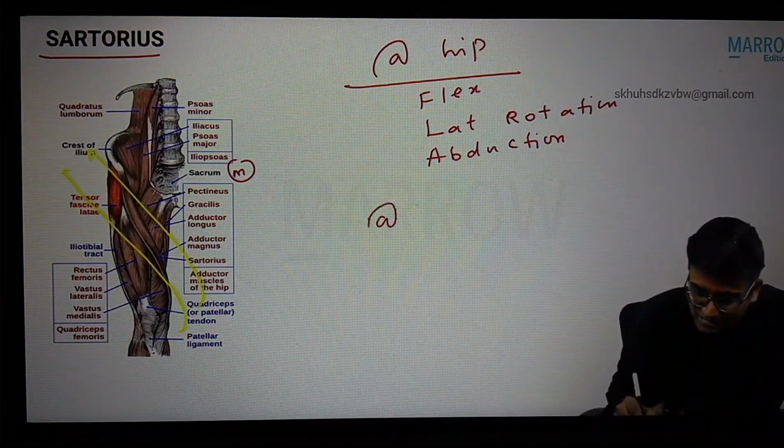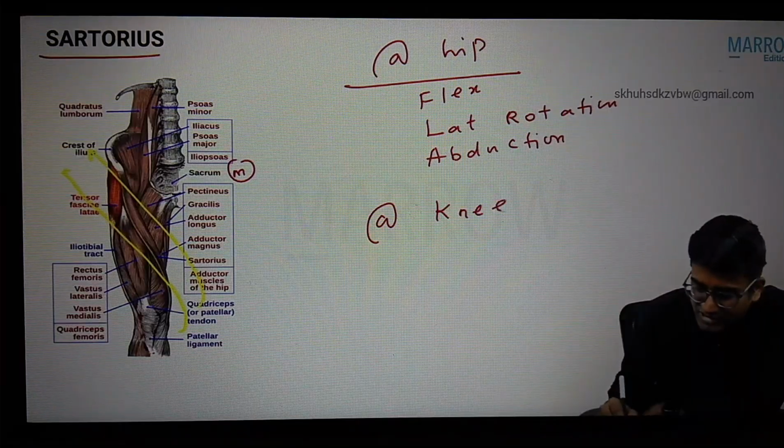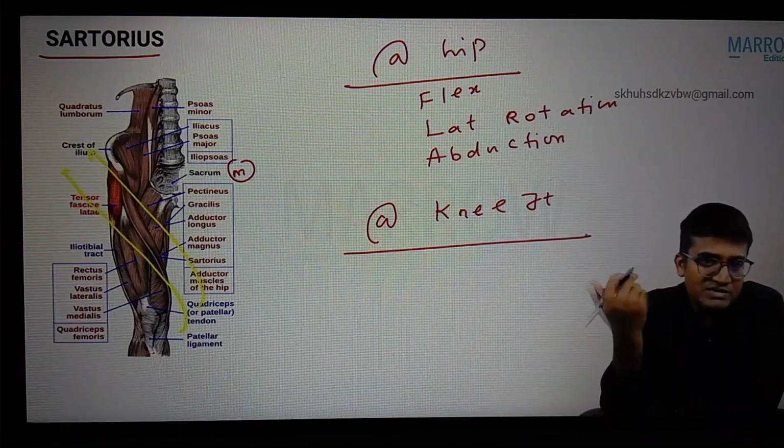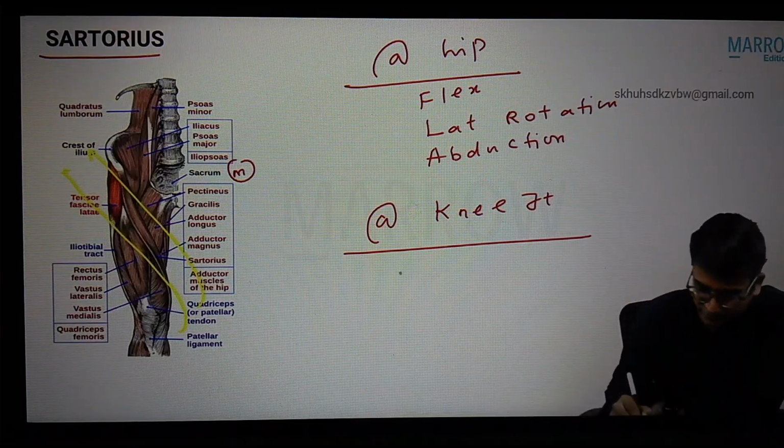Fine. Now what is the action of the sartorius at the level of the knee joint? Now at the knee joint, the muscle is present on the medial side of the knee joint.